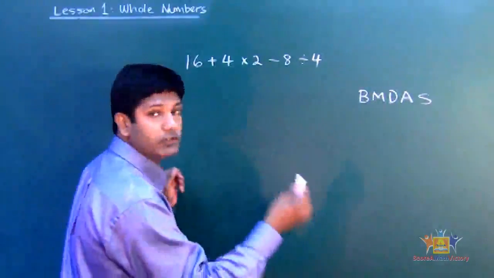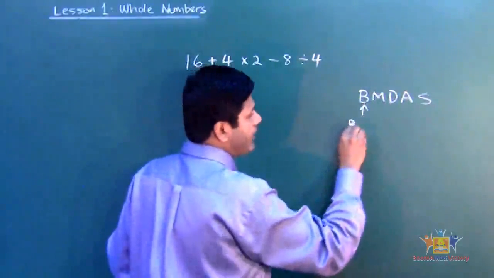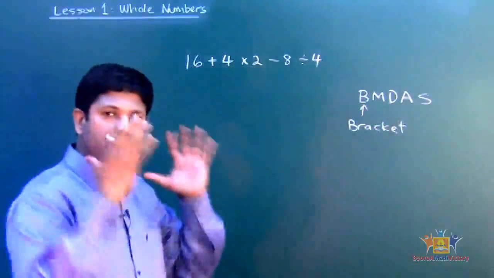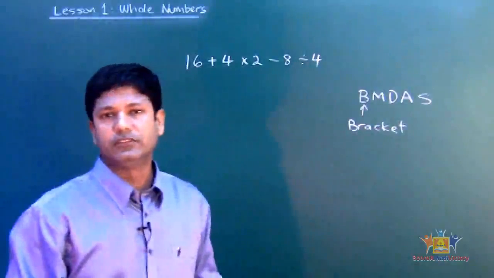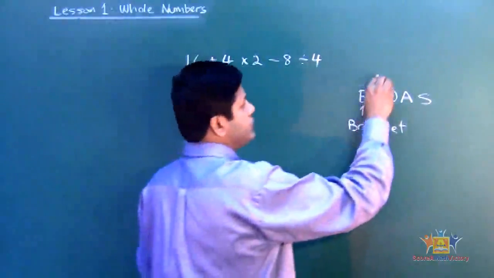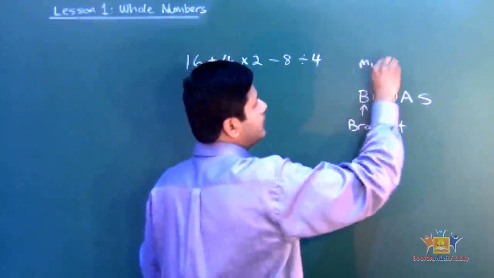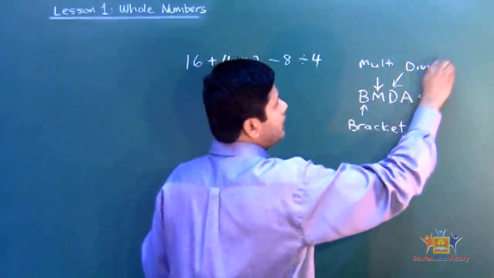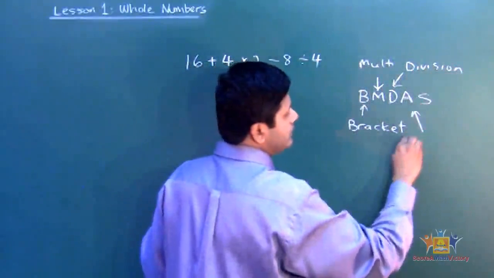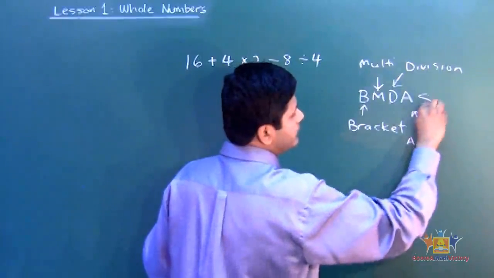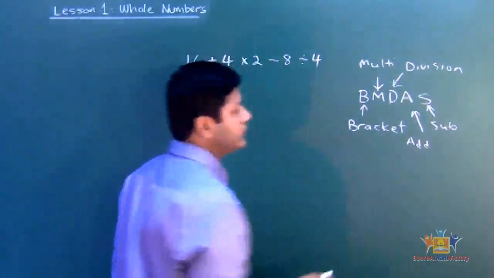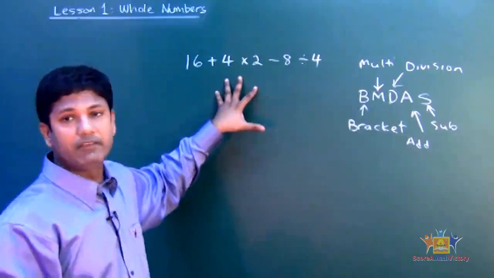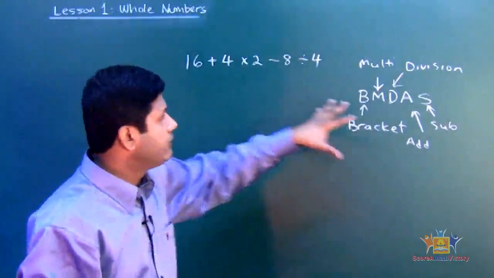So what's the top priority? Bracket. Keep in mind, bracket plays a very important role. When you see a bracket, that's the one you want to solve first. Then multiplication or division, and then addition or subtraction. So which one comes first? Bracket. In this case, Mr. Mac didn't give you a bracket, but we'll do some problems involving everything.